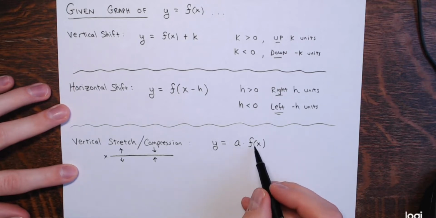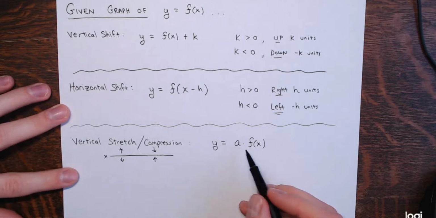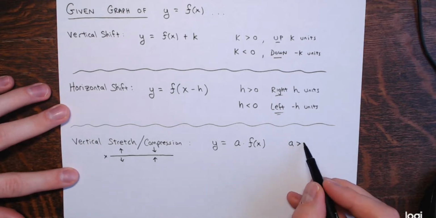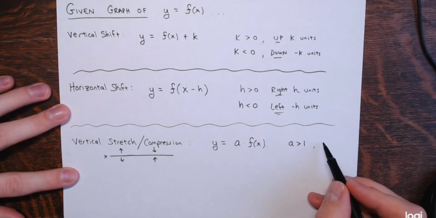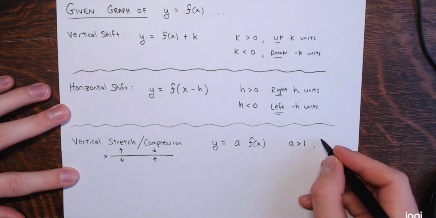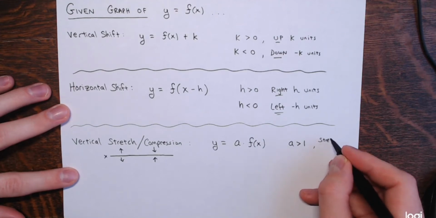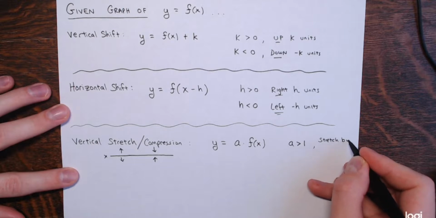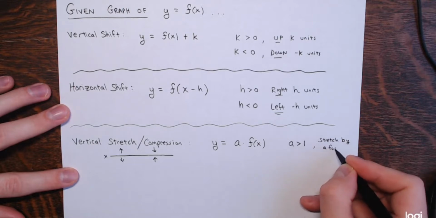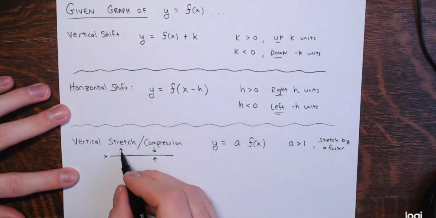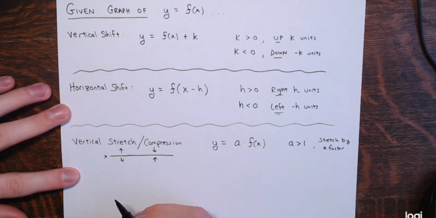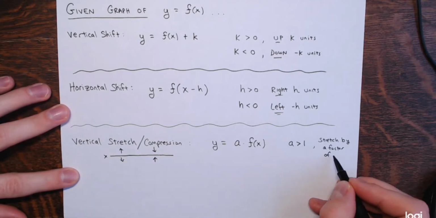So if I multiply the whole thing by a positive number, if that number is greater than 1, you have a vertical stretch. They say it's stretched by a factor of a, meaning that all the distances from the x-axis get multiplied by a factor of a.